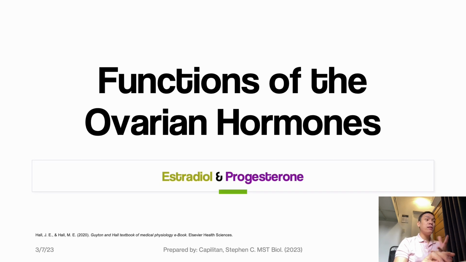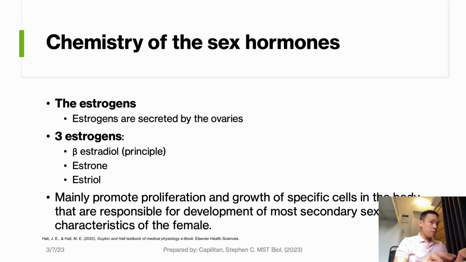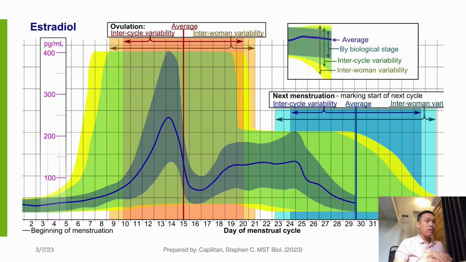Now we will talk about the functions of the ovarian hormones, estradiol and progesterone. And here is the chemistry of these sex hormones. The estrogens are secreted by the ovaries. We have beta estradiol, which is the principal one. Large amounts of these estrogens are released by the ovaries: estradiol, estrone, and estriol. These mainly promote proliferation and growth of specific cells in the body, and these are responsible for most of the secondary sex characteristics of the female.